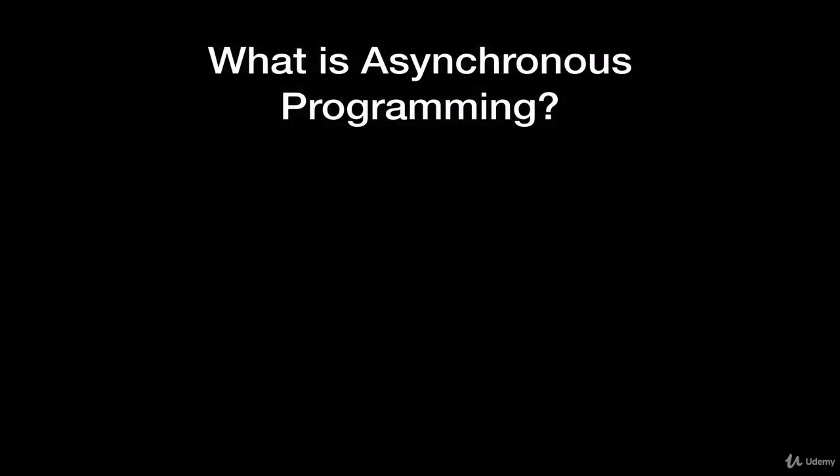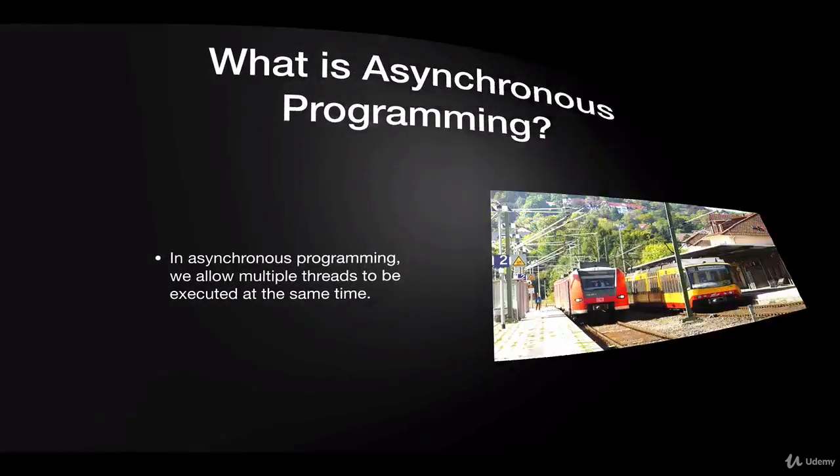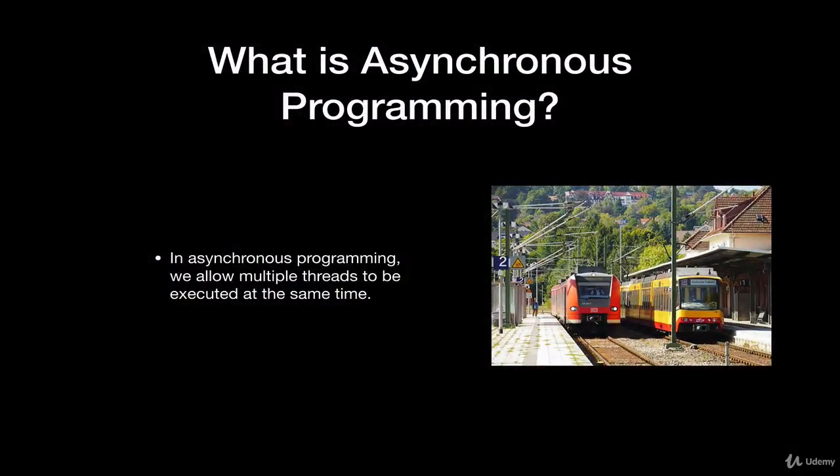What is asynchronous programming? In asynchronous programming, we allow multiple threads to be executed at the same time. So the program is not going to be stuck with some instructions or tasks so that the first one is going to be finished and then the next one starts to be executed. Some tasks are going to be executed at the same time without any interruption. So now it's time to show you some practical examples and then it will completely make sense.